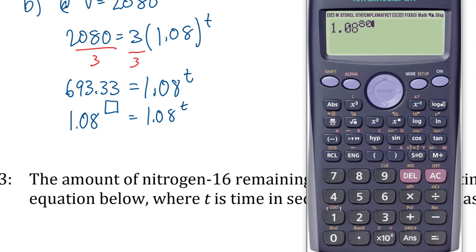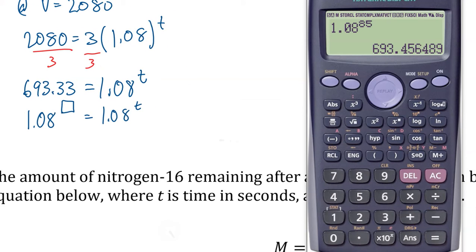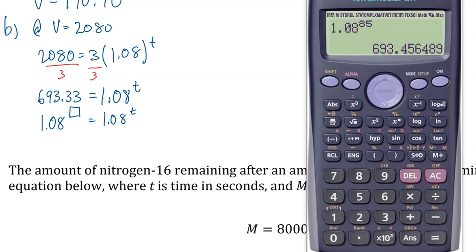How about 80? Too low. So I'm jumping by tens and it's making a pretty big difference, right? I'll go halfway, 85. Whoa, that's really close. Now watch what I'm going to do here. Off to the side, I'm going to write that down. 1.08 to the 85 equals 693.46. It's not exact, but it's really close. But I'm going to check the one above and below, just to be sure.